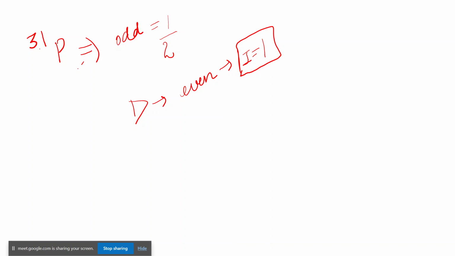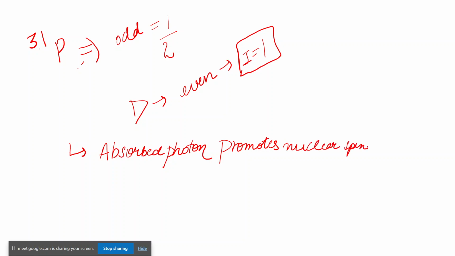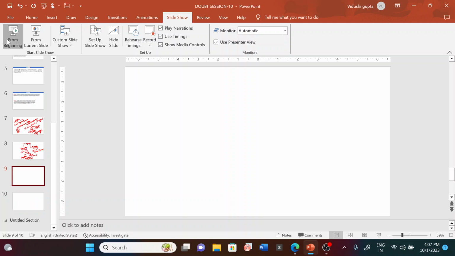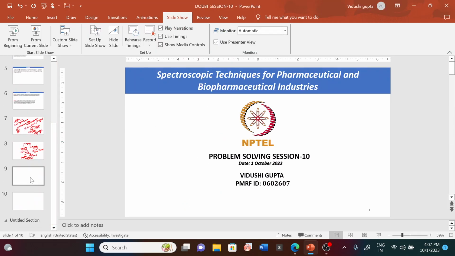So now what happens in the NMR? The absorbed photon promotes the nuclear spin from ground state to excited state. As you know, energy levels are degenerate. Degenerate means, what does degenerate mean? What is degeneracy in the energy level? Equal energy, no?